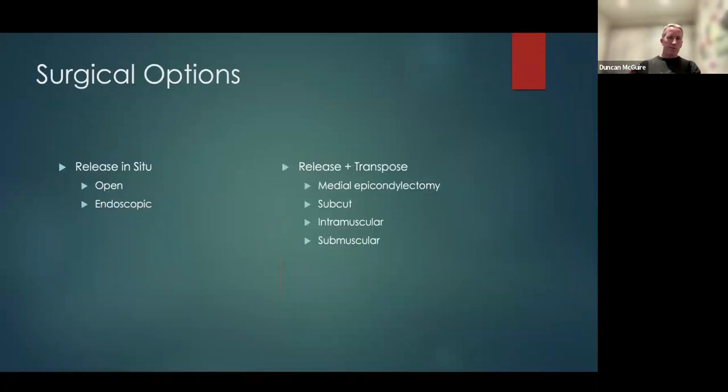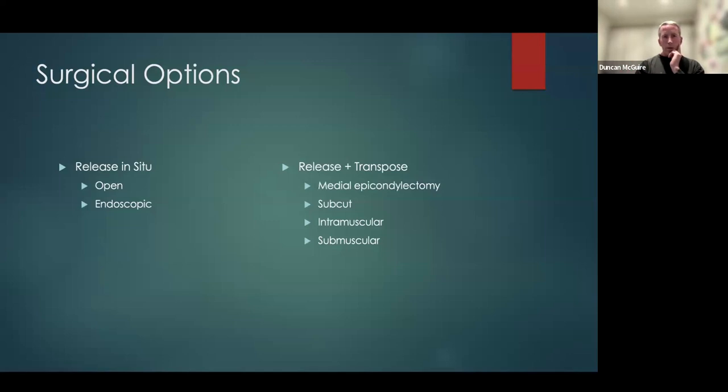So your options: you can release in situ, and that's either done open or endoscopic. Obviously, it's mostly done open, but there are ways you can do it endoscopically with a device that lifts up the skin. Obviously, it's dry, it's not an arthroscopy, and then you can just release it endoscopically. There's no real benefit. It's just slightly better cosmesis, but to be honest, the scar is not very big for release in situ, and it's not in an area that is visible. So for me, an endoscopic is pointless.